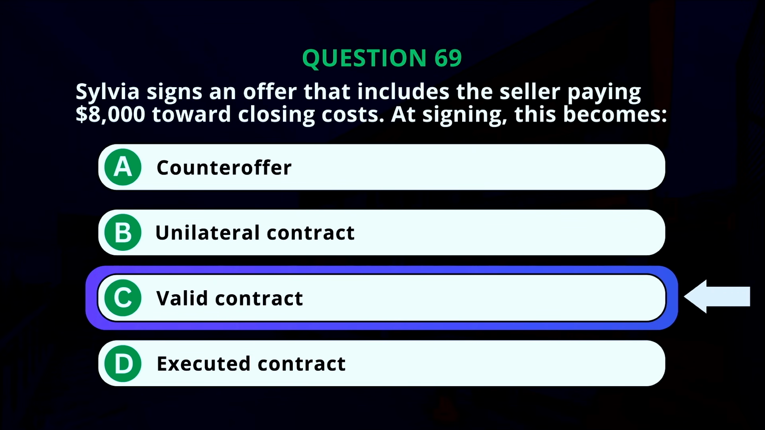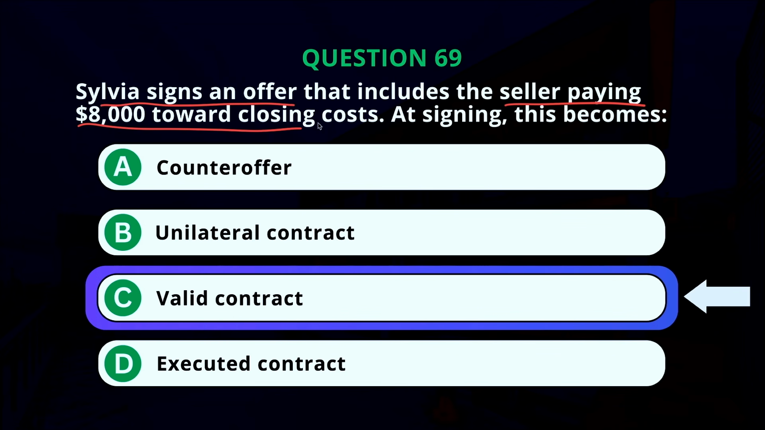So this is a contract style question. And they're saying Sylvia, who is officially the buyer, signs an offer that includes the seller paying some dollar amount towards closing costs. Okay. So at signing this, when Sylvia, the buyer, signs this and the seller is paying this $8,000 towards closing costs, then from what we know about this question, at this point on the surface, it's a valid contract. And we don't know much more. It's not a unilateral contract because there's 2 promises happening here.